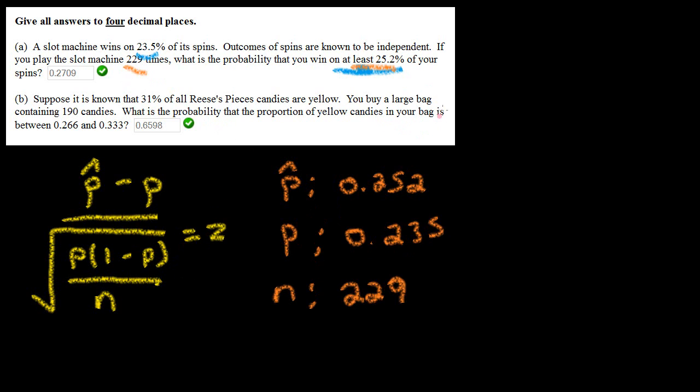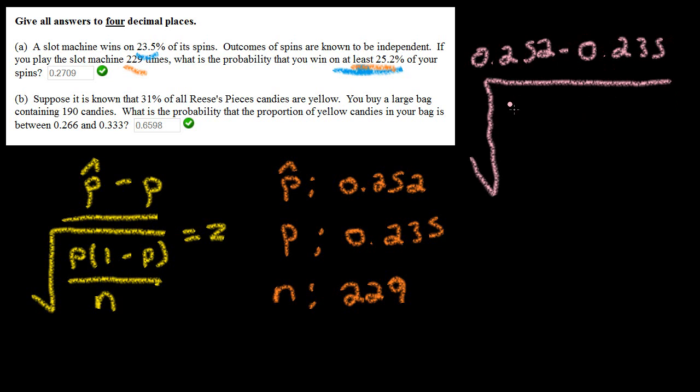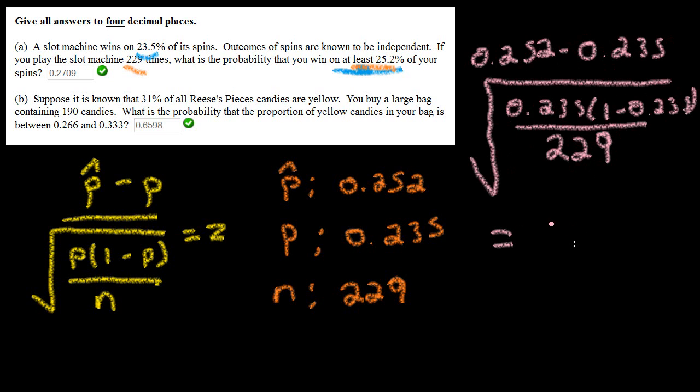So let's just go ahead and plug in the values now. We have 0.252 subtract the population proportion of 0.235 divided by the square root of population proportion 0.235 multiply 1 subtract that same value divided by the sample size, which is 229. If you did this calculation out, you would get an answer of 0.61. This is going to be our z-score, the z-value.